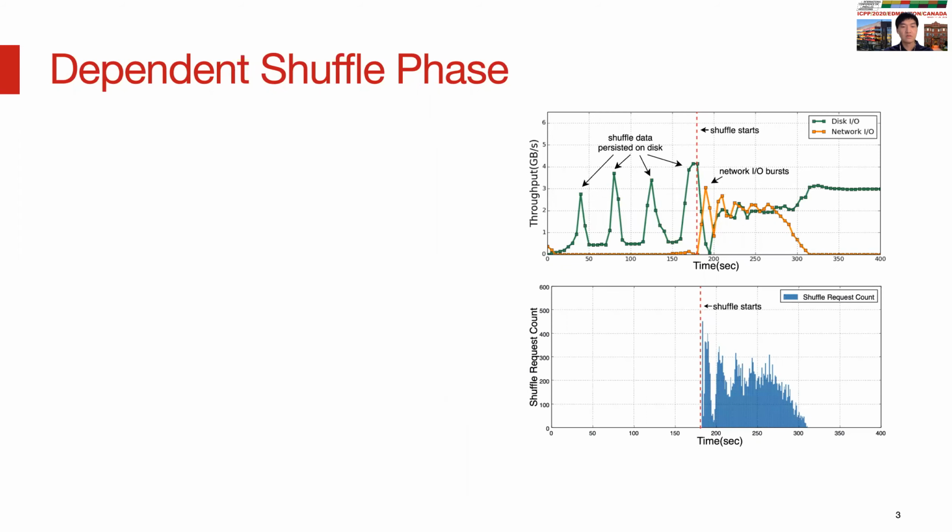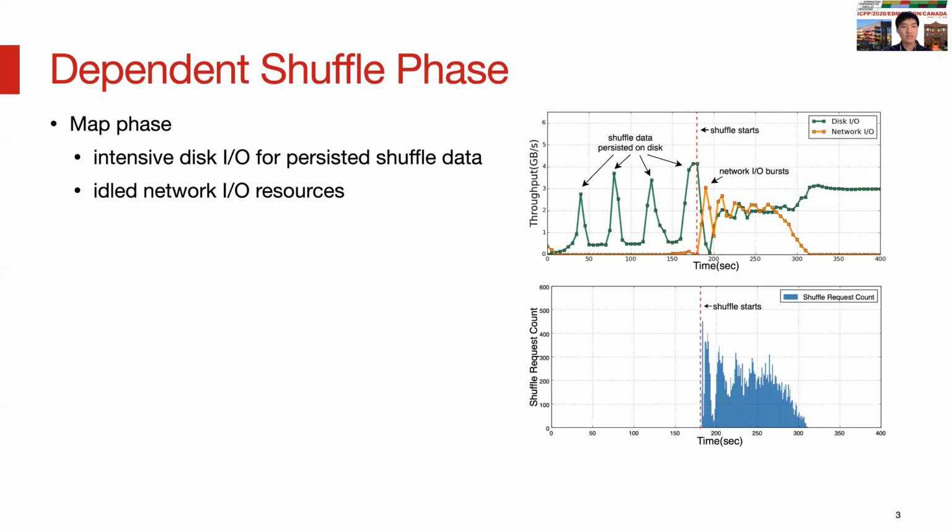To study the resource utilization of the shuffle phase, we ran a Spark application of sorting with an input data size of 512 gigabytes. At the end of each round of the map subtask, there is a large amount of intensive disk I/O, while the network I/O resources are entirely idle. After the reduce subtask starts executing, they first enter the shuffle phase and begin to perform many-to-many data transmission.